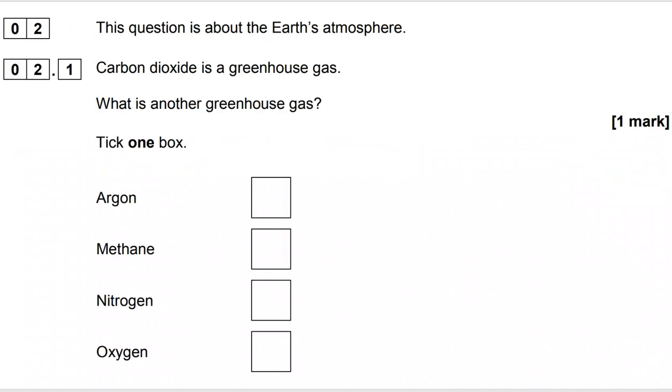So let's go back to 2.1, a question about the Earth's atmosphere. Carbon dioxide is a greenhouse gas. Can we name another one? Well, all of these gases are found in the air. Argon, around 0.93%, but certainly not a greenhouse gas. Nitrogen is 78%, so thankfully not a greenhouse gas. Oxygen, 21%, and not a greenhouse gas. Methane, however, is. And often it will come up in the context of emissions or gaseous emissions from animals. Cows, for example, produce a huge amount of methane.